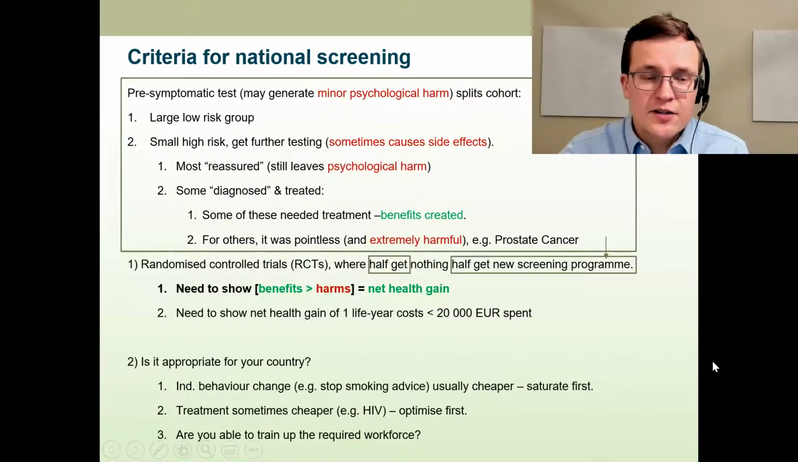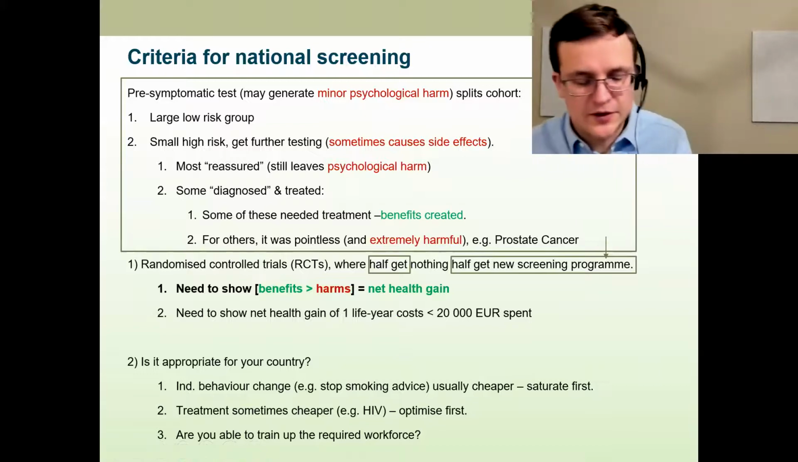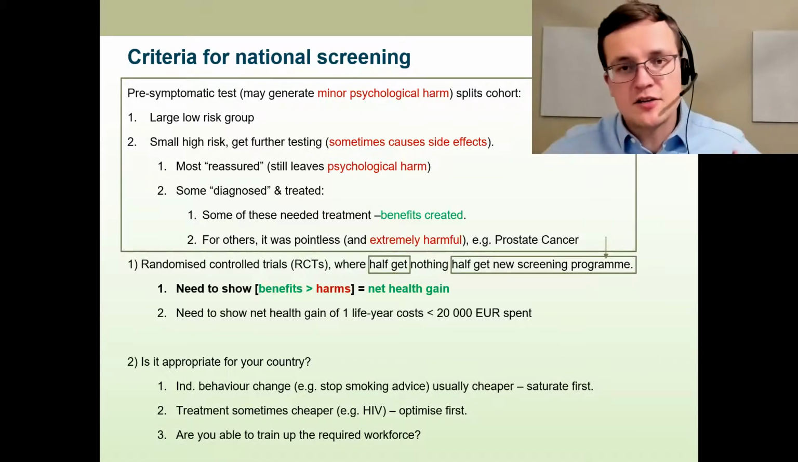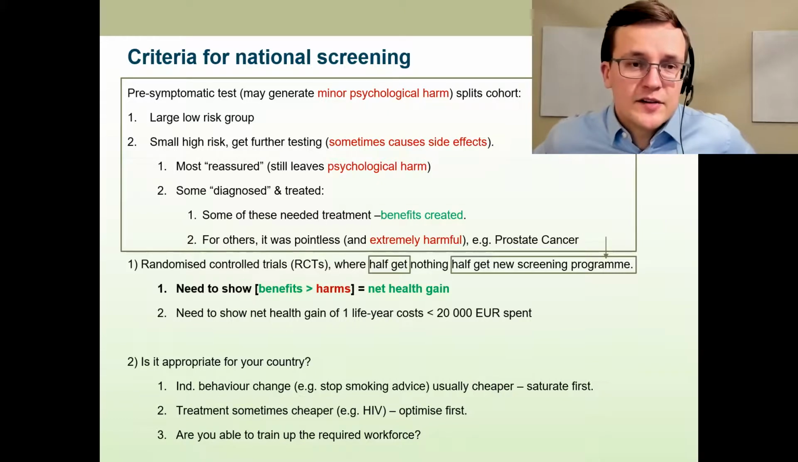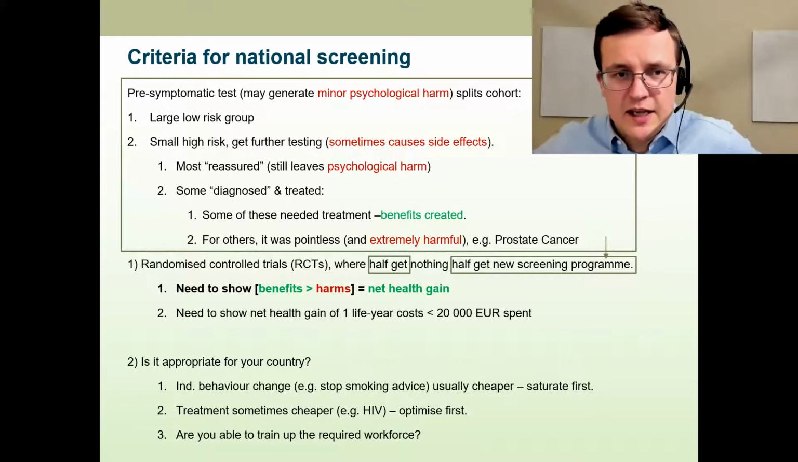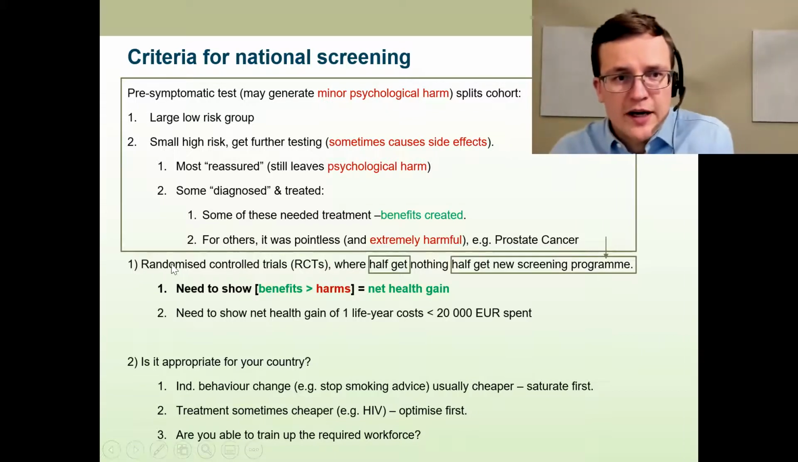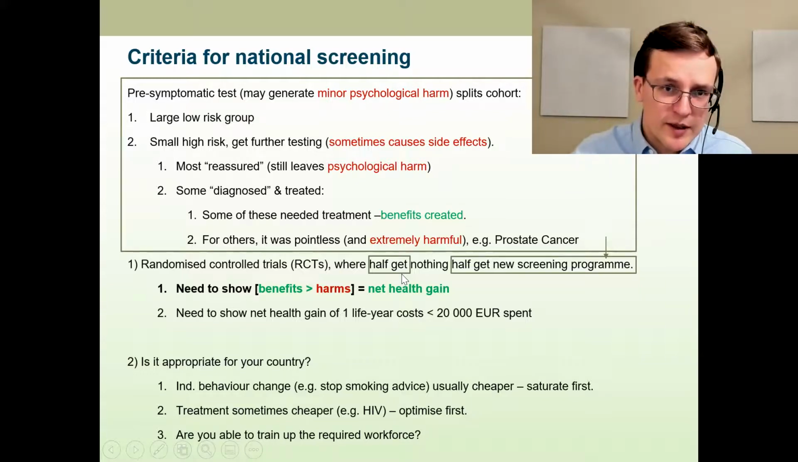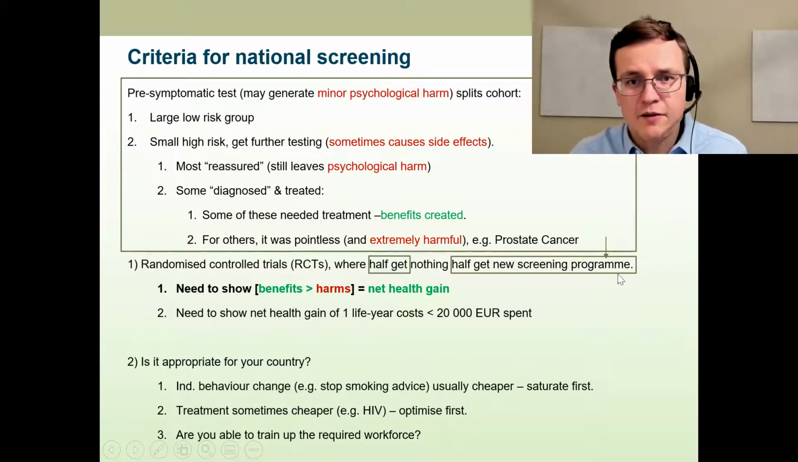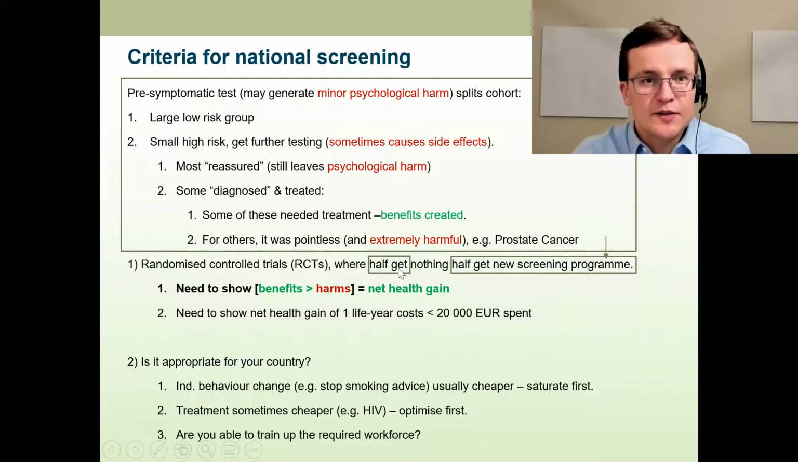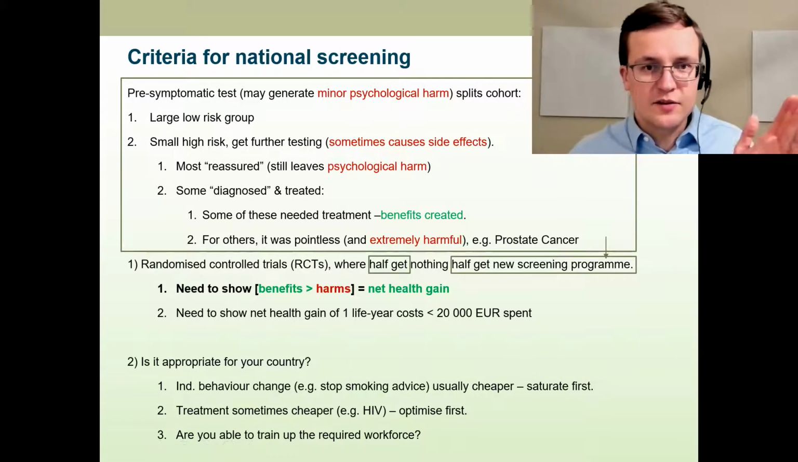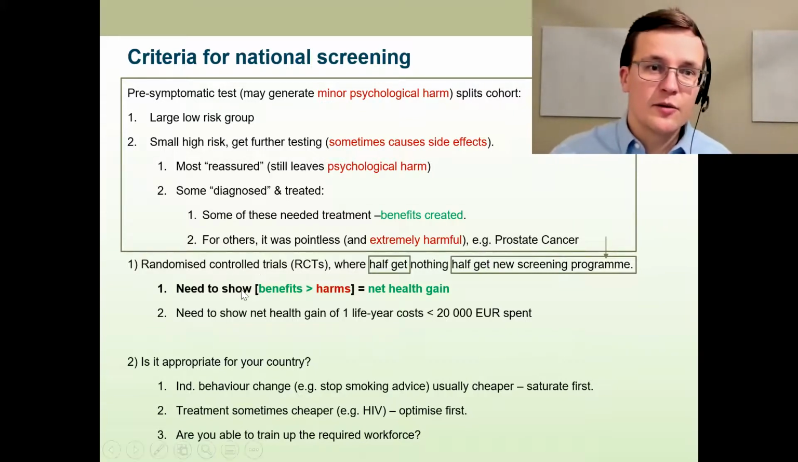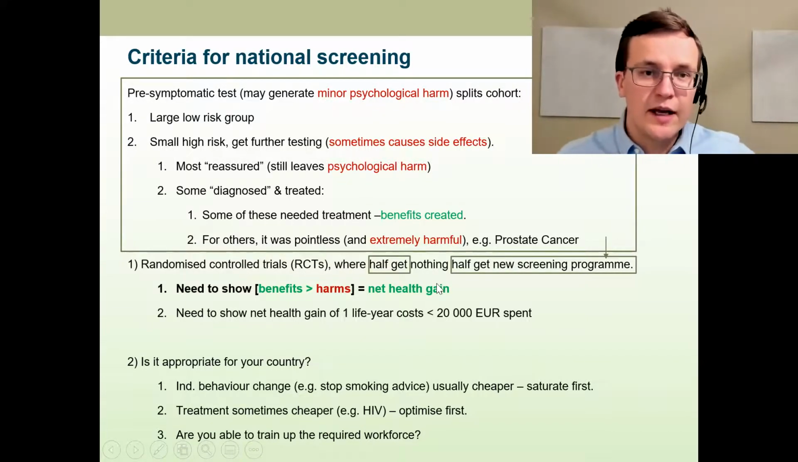So when we look at a country like the UK, which has a very rigorous system of deciding whether any proposed screening program is allowed to come in nationally and be funded on the NHS, they have lots of criteria. And this is a summary slide of how they make their decisions. But point one is that a randomized controlled trial has to show this: half the people randomly get given the screening program and half the people don't. And the outcome of that trial has to show that the benefits, in green, for the people randomized to screening are greater than any harms they get. So you have to show net health gain.